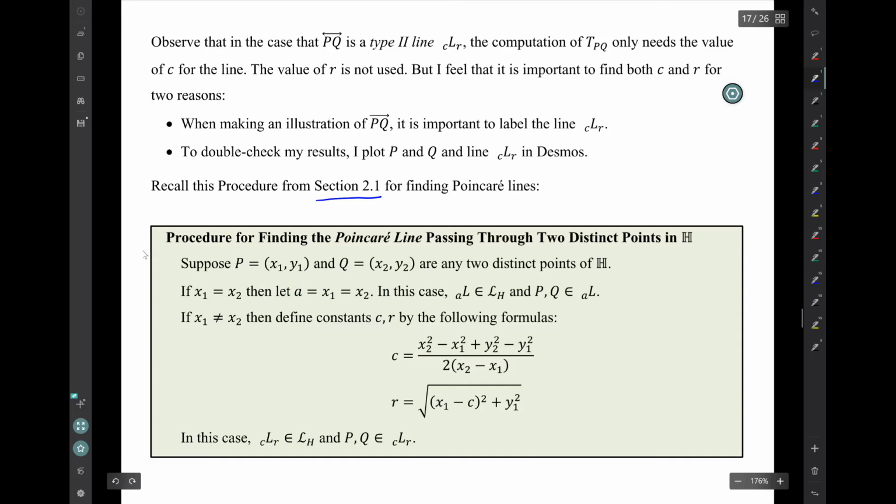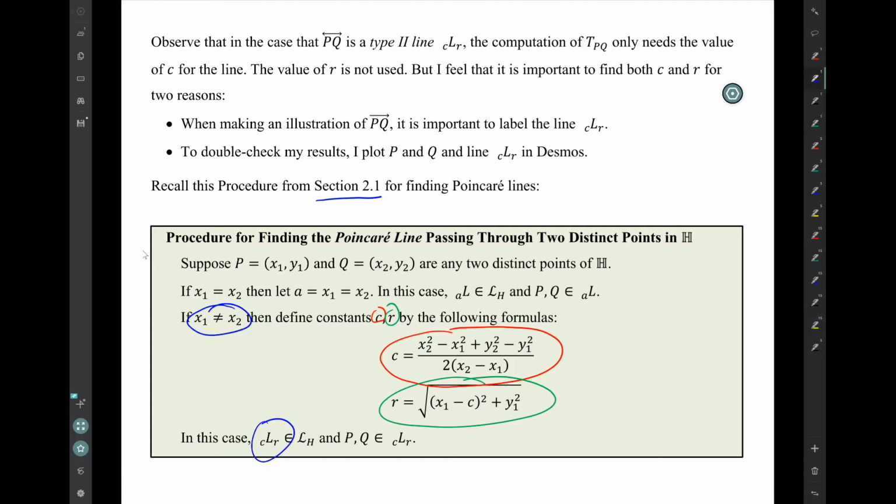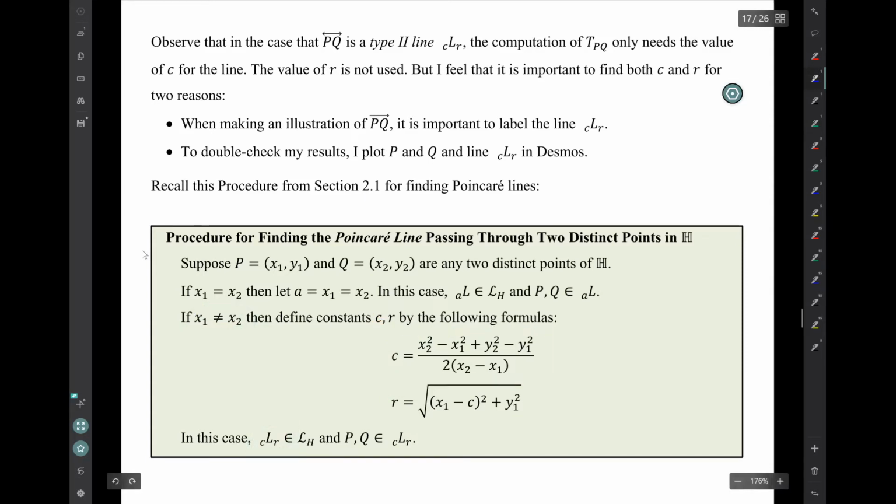On the other hand, if the two points have different x-coordinates, then we find the constant c by doing this calculation, and we find the constant r by doing this calculation. And then we build this symbol CLR using those two numbers, c and r. So that's all kind of a blast from the past. So let's go back up and remember what we're doing.